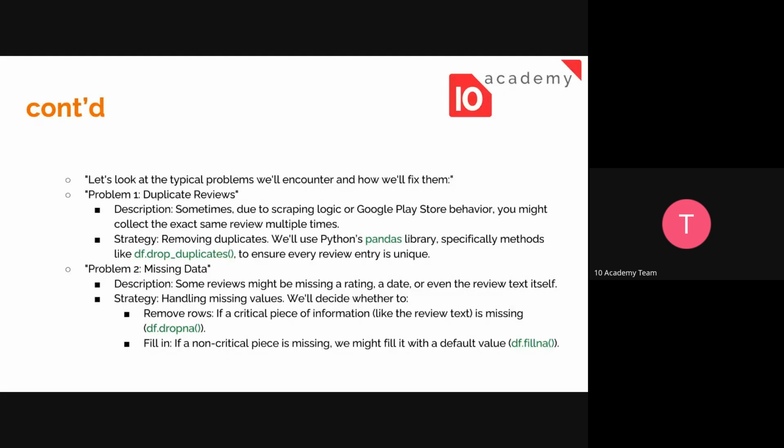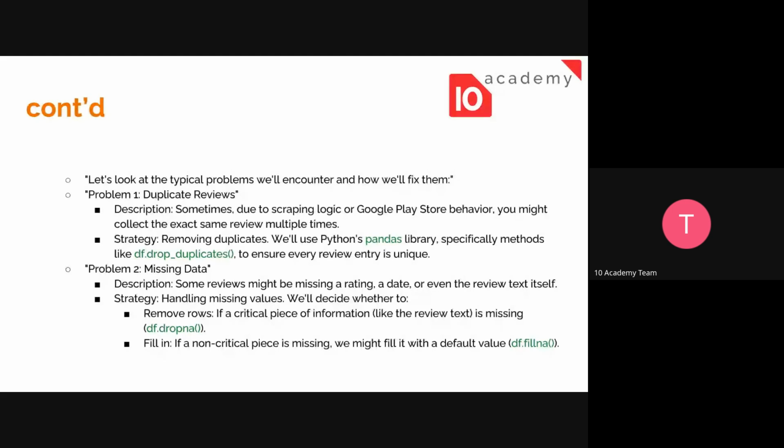This happens because of how the Google Play Store loads reviews in the page. When we scrape multiple pages, the same review can appear again, especially for recent reviews. If you don't remove these duplicates, they will skew our sentiment result and make certain complaints appear more common than they actually are.